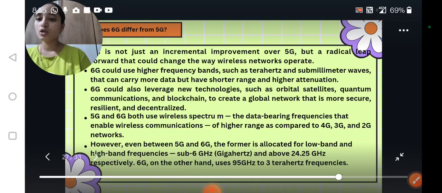5G and 6G both use wireless spectrum, the data bearing frequencies that enable wireless communications of higher range as compared to 4G, 3G, and 2G networks. However, even between 5G and 6G, the former is allocated for low band and high band frequencies, sub 6 GHz and above 24.25 GHz respectively. 6G on the other hand uses 95 GHz to 3 THz frequencies.